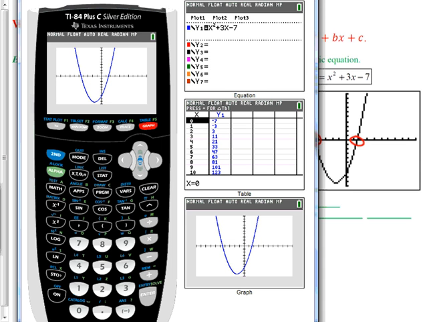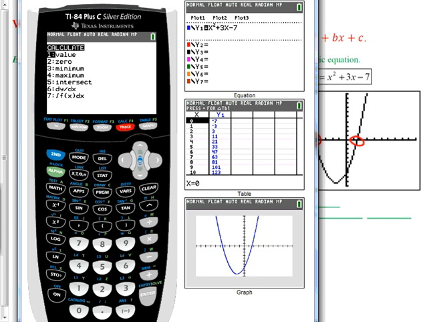Now there's some important spots on this graph, and I need to teach you how to find a few things. These spots right there are called the roots, the x-intercepts, the solutions, and the most important one, the zeros. Why do I say most important? Because to find the zeros, you have to know that word. Go to second, calculate. It's right above trace. Second, calculate. It's right above the trace button.